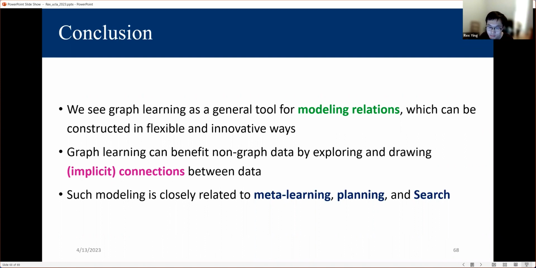So I do hope that this talk can give you some extra ideas in terms of using relational inductive bias or using GNNs to solve various problems outside the domain of graphs in your own research. I think that's the end of my talk, and thanks very much.